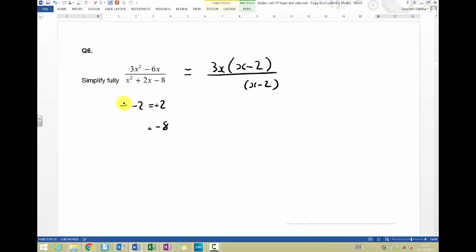So that should be add to make minus 2 times to make minus 8. So that should be a 4. And if we try it out, yep, that works. So it's x plus 4, x minus 2. They cancel because you can divide top and bottom by the x minus 2. So it's just 3x over x plus 4. And you can't simplify that any further.